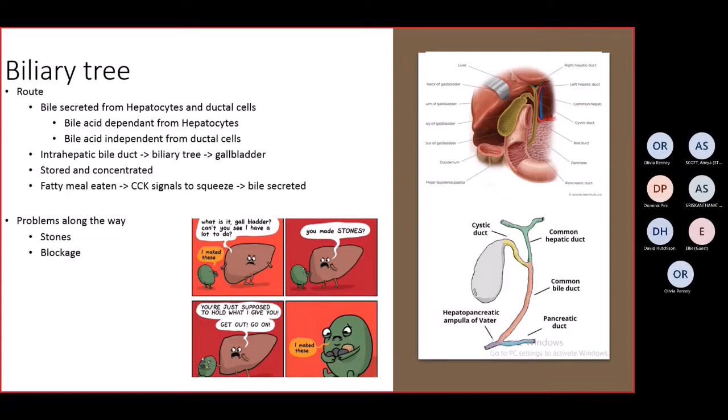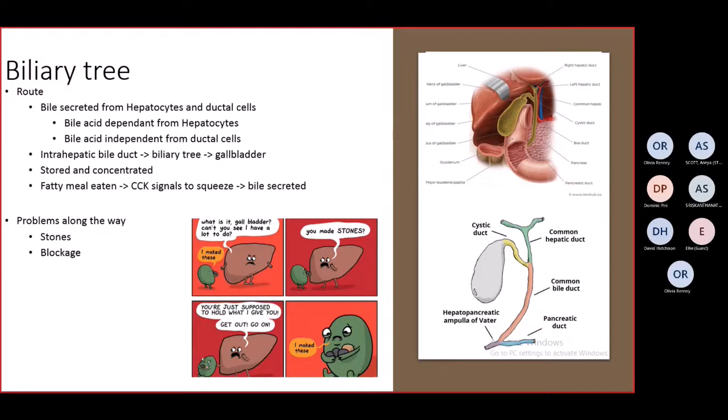Our duodenum is going to sense that fat, and it's going to release cholecystokinin, which is then going to signal our gallbladder to squeeze, and is also going to allow our sphincter of Oddi to relax, and a lot of bile is going to come out of our gallbladder and go in here. So this is a nice process. What could possibly be wrong with it?